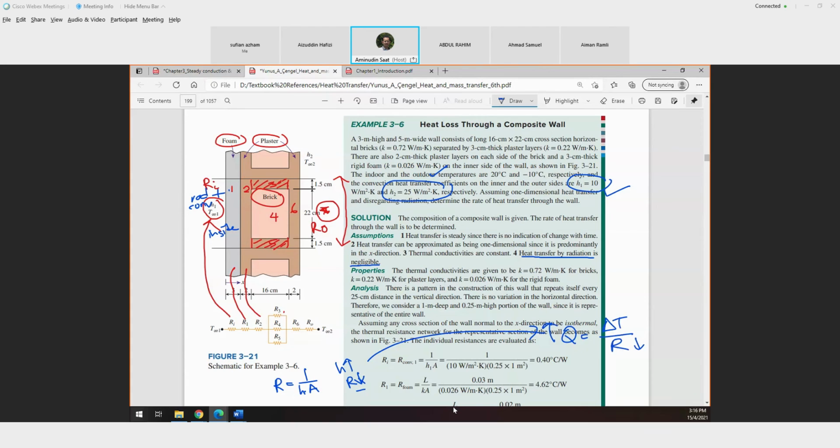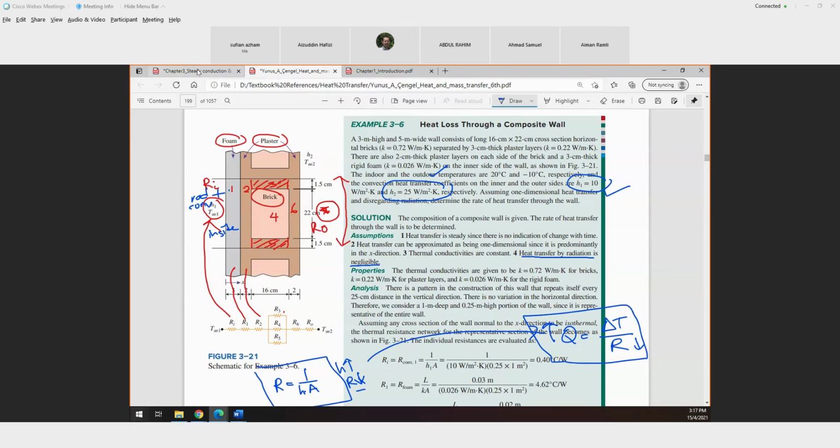We want to have a bigger R in order to control the heat transfer. But if we want to increase the heat transfer, we want the R to be small enough, as low as possible. It depends on what you want to apply, what you want to target: you want to increase the heat transfer or you want to reduce the heat transfer, because the resistance is related to the heat transfer calculation.